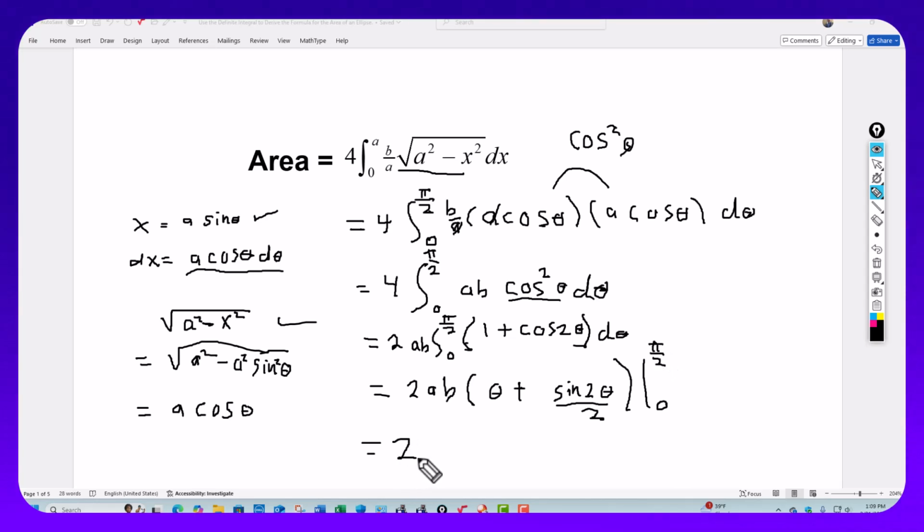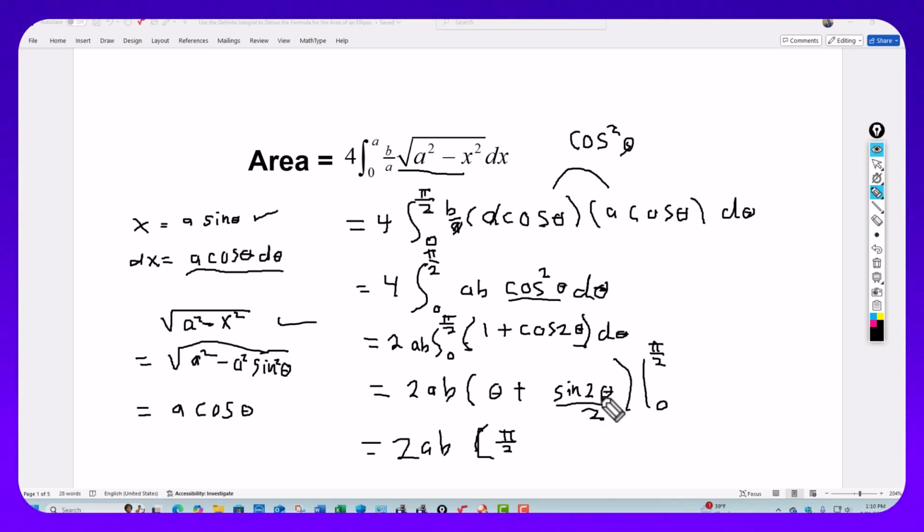So we got 2ab. So remember the way it works here, we evaluate this expression at pi over 2, and then it's minus the value of this expression at 0. So theta is replaced by pi over 2. Replace this theta by pi over 2. The 2's cancel out, and that leaves me sine of pi over 2.